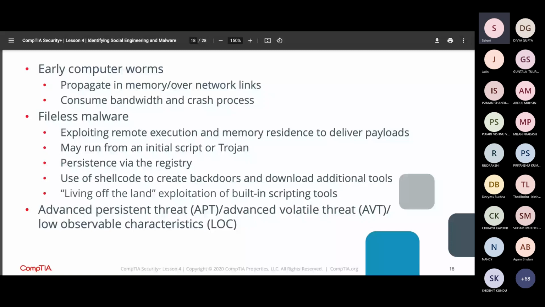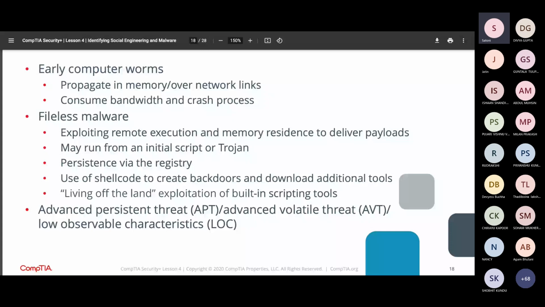They may run an initial script or Trojan, with persistence via registry. They may use shellcode to create backdoors, download additional tools, or something like that. They are living off the land, exploiting built-in scripting tools. Fileless malware uses living off the land techniques rather than a compiled executable to evade detection. This means the malware code uses legitimate system scripting tools to execute the payload action.